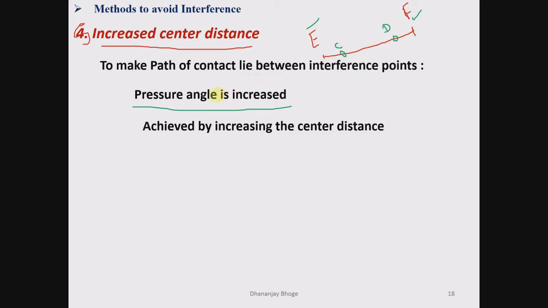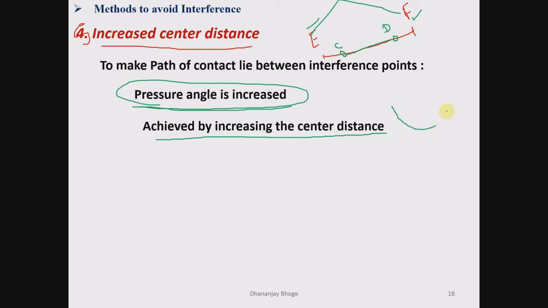Okay. One of the ways of reducing the path of contact, or making sure that path of contact CD lies in between interference points E and F, one of the ways is to increase the pressure angle. And pressure angle can be increased by increasing the center distance between two meshing gears. Okay, you might be remembering what is pressure angle.